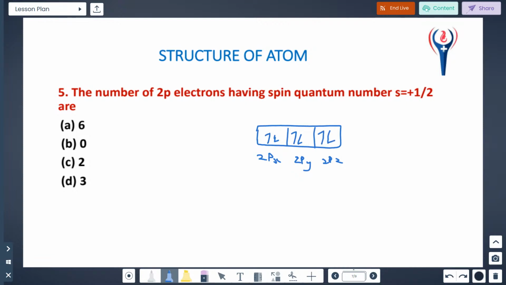Suppose you take one orbital: if one electron revolves clockwise, the other electron revolves anti-clockwise. So if it revolves clockwise, I put s equal to plus half. If it revolves anti-clockwise, s equal to minus half. Understood? Now see the question. Totally there are 6 electrons: 3 electrons have s equal to plus half, and the other 3 electrons have s equal to minus half. Understood?